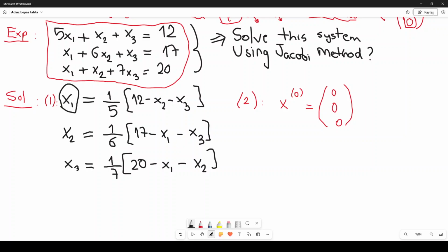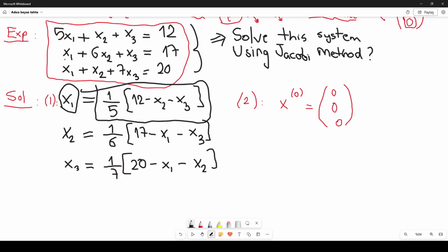anything else to the right hand side of the equality besides the unknown variable x1 for the first equation. So moving to the right x2, x3, and then dividing both sides by 5, which is the coefficient of the first unknown variable x1. I isolated x1, and now x1 is equal to 1 over 5, and in square brackets times 12 minus x2 minus x3.